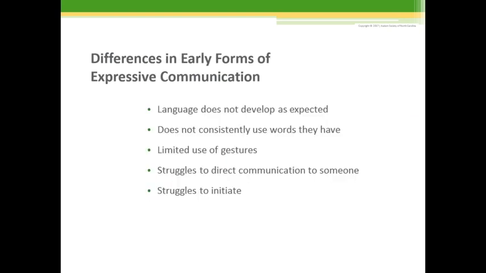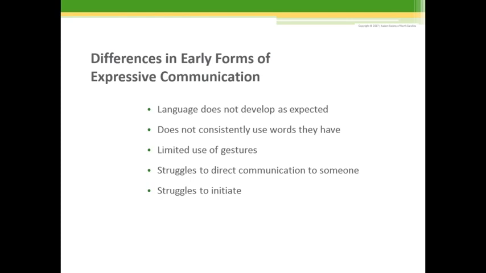So when we think about those who are identified as having autism, we tend to see some differences in early forms of expressive communication. And what I mean by expressive communication is the ability to convey one's wants and needs and ideas through a wide array of verbal and nonverbal behaviors. And so what we tend to see in some with autism is perhaps that language does not develop as expected. Very young children with autism might not be meeting those developmental milestones as they relate to language acquisition.